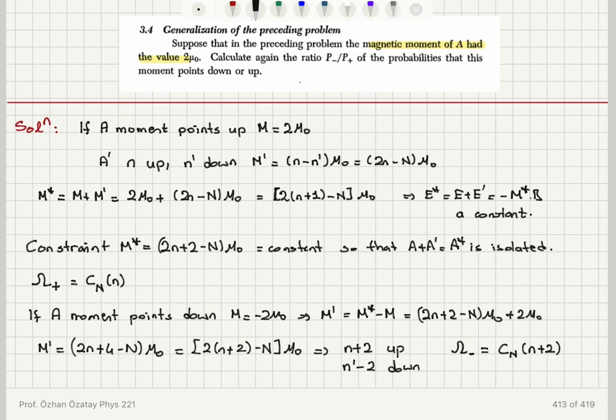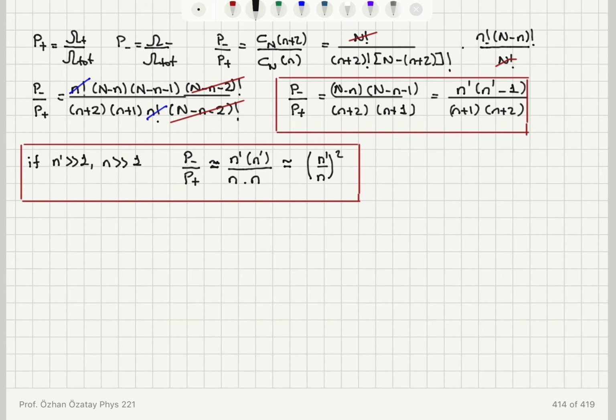And if a moment points down, the magnetic moment is minus 2 mu 0, then the magnetic moment of the prime system would be, instead of 2n plus 1 minus N, 2n plus 2 minus N. So instead of 2n minus capital N, it will become 2n plus 2 minus capital N mu 0. So it would have n plus 2 moments pointing up and n prime minus 2 moments pointing down. So that means we're looking for the number of different ways we can arrange n plus 2 objects out of capital N objects for the number of accessible states.